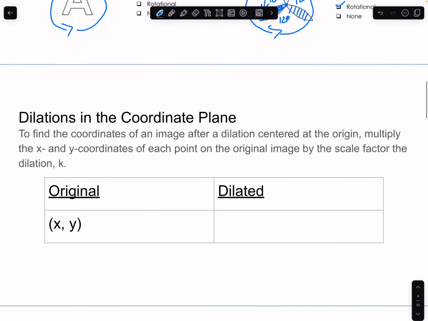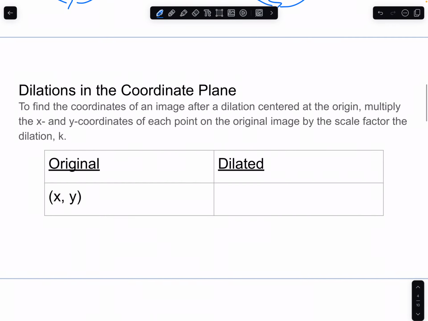Now let's talk about dilations. A dilation, this part of the video will be more of a review from our Unit 5, when we spoke about scale factors, ratios, and proportions. A dilation about a coordinate plane is really referring to when I draw an image. Let's say we have a triangle.